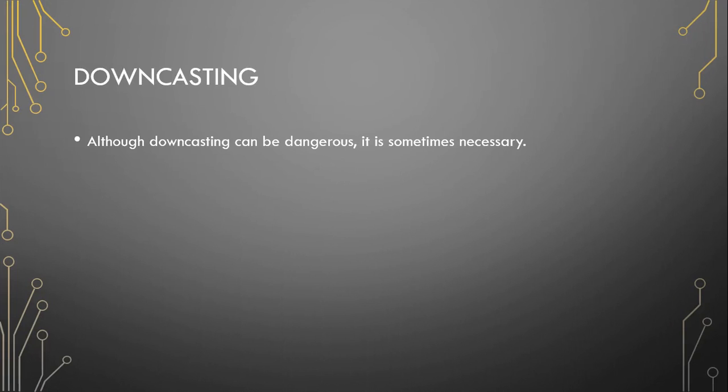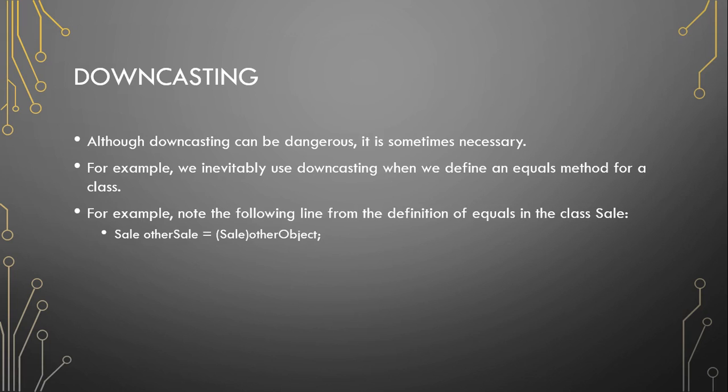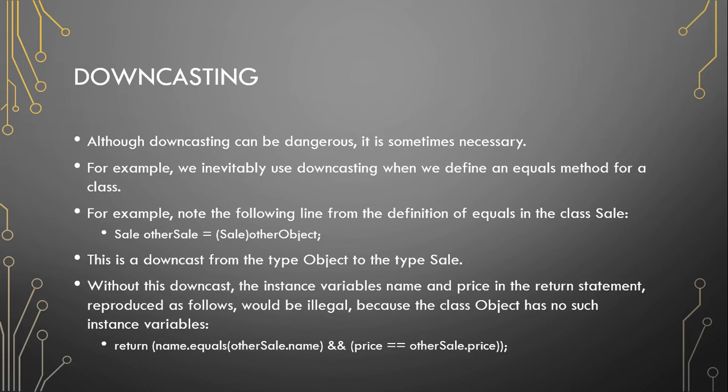Now, although downcasting can obviously be dangerous because of the potential errors, it is sometimes necessary. For example, we inevitably use downcasting when we define an equals method for a class. So, for example, note the following line from the definition of equals within the class Sale. Sale otherSale equals (Sale) otherObject. This is a downcast from the type Object to the type Sale. So we actually do use downcasting sometimes. The equals method is one of them.